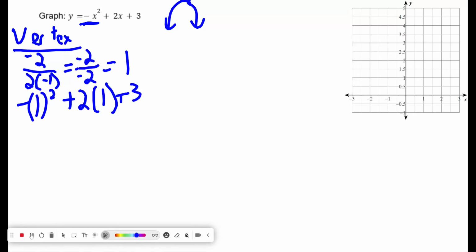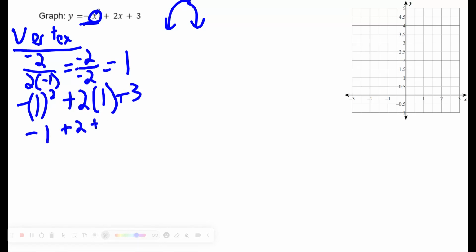So you'll have to be careful here when simplifying, because the 1 is being inputted here for x, and that 1 is being squared before it's being multiplied by this negative symbol. So this is actually going to be -1 plus 2 plus 3. -1 plus 2 plus 3 is 4. So my first point, my vertex, has x value 1 and y value 4. (1, 4).